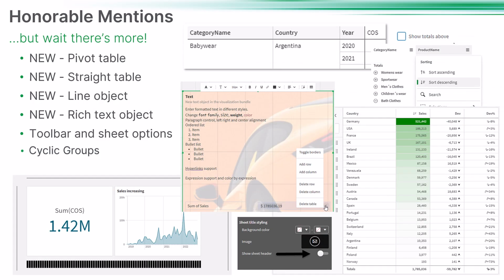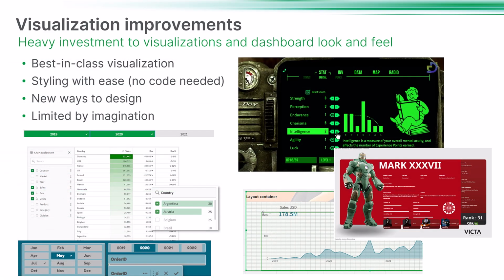We have also added a new straight table, pivot table, line object, rich text object, and the ability to dynamically cycle through dimensions in every chart at the same time using a click of a button or simple selection with cyclic groups. Thanks for watching this visualizations update.